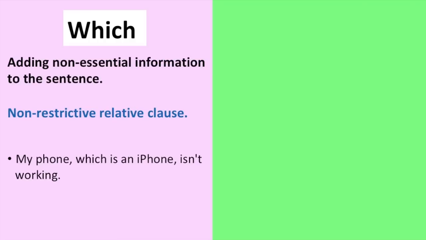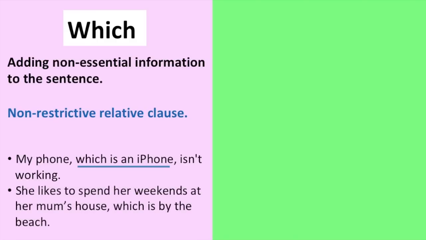The sentence still makes sense if we remove the clause. My phone isn't working. It's not essential for me to say that it's an iPhone, as we can still understand the meaning of the sentence. The clause is just providing extra non-essential information. Another example is, she likes to spend her weekends at her mum's house, which is by the beach. Again, in this sentence, we can remove the clause, which is by the beach. This is extra non-essential information, and we can still understand the meaning of the sentence.